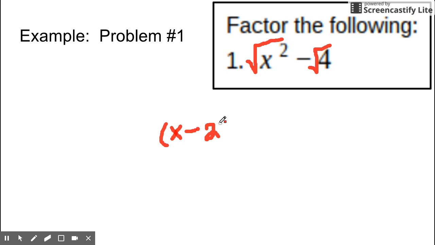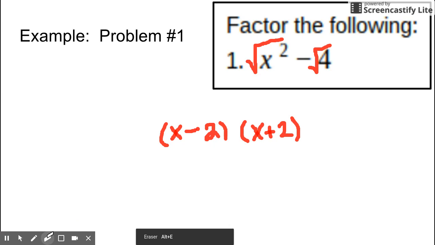And then your second answer, because you're always going to have two pieces, is going to be the same exact thing, except it's going to be x plus 2. You're always going to have a minus piece, and you're always going to have a plus piece. And it doesn't matter which one you put first or which one you put second. You could have written x plus 2 and then x minus 2 in the back. It doesn't matter. This is your answer.